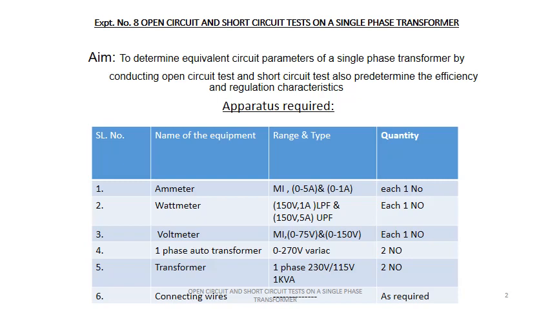The apparatus required are ammeter 0 to 5 amps and 0 to 1 amp, wattmeter 150 LPF and 150 UPF, voltmeter MI 0 to 75 volt and 0 to 150 volt, single phase auto transformer, single phase 1 kVA transformer, and connecting wires as required.